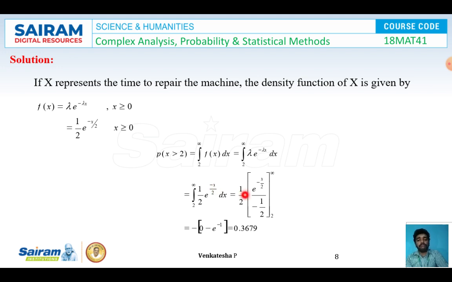So taking the constant 1 by 2 outside, after integrating e power minus x by 2, I got e power minus x by 2 divided by minus 1 by 2 between the limit 2 to infinity, and we know that for upper limit it will become 0, because it will become e power minus infinity, it will become 0 only, and we can cancel 1 by 2. For lower limit it will become e power minus 1. So I got minus of 0 minus e power minus 1. After simplifying this I got the value 0.3679.